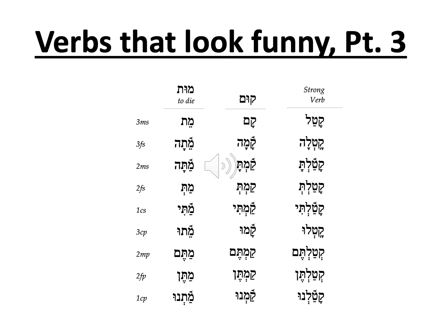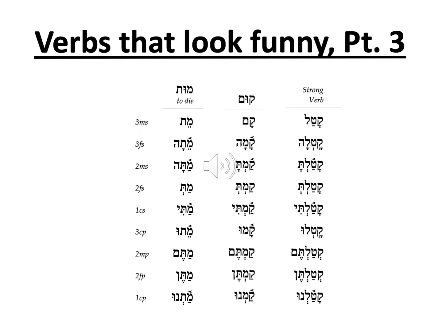Another verb that looks funny is the verb mut, meaning to die. However, the verb is just like kum, another biconsonantal hollow verb, except instead of having a kametz under the first root letter, there is a sere. Patak shows up exactly as expected, and the tav assimilates into the tav of the subject ending, as expected. So again, even though the verb looks funny, it behaves exactly as should be expected.